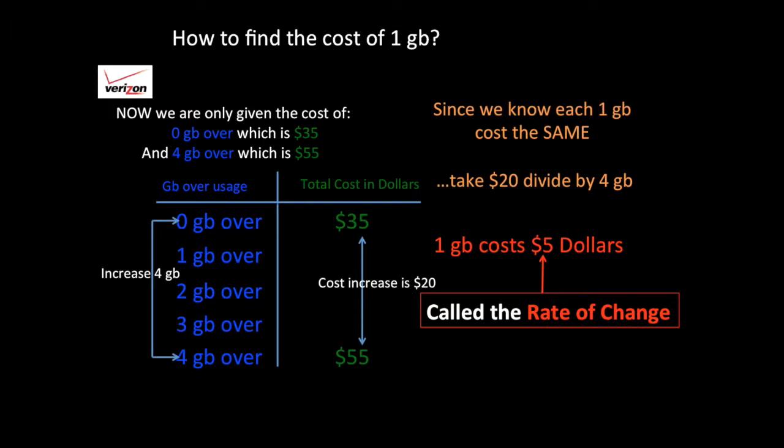And so we know 1 gigabyte costs $5. This is called the rate of change when we're talking about it in terms of the table. We want to know how much it's changing every time. So we can use that now, and we can see that, yes, sure enough, we're adding 5 every time. That is our rate of change. So every gigabyte over we go is going to cost us $5. And we found that by finding the cost of 1 gigabyte.